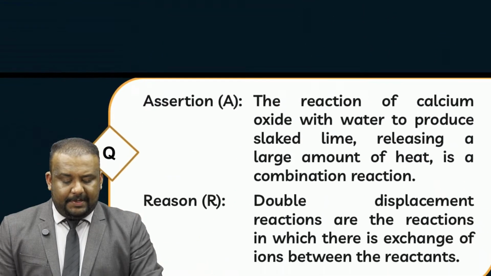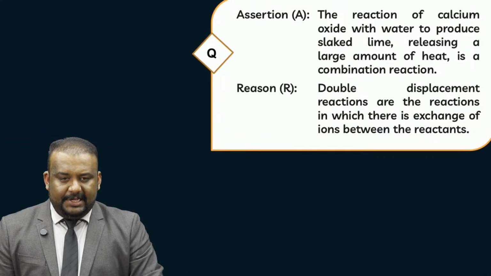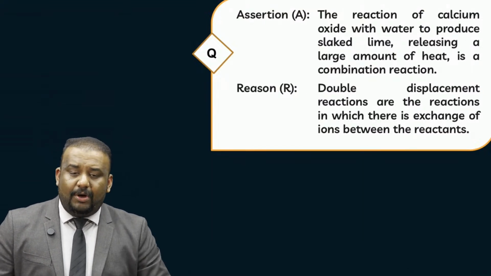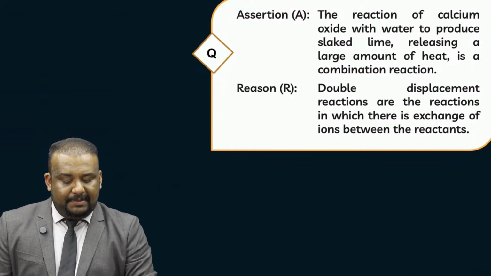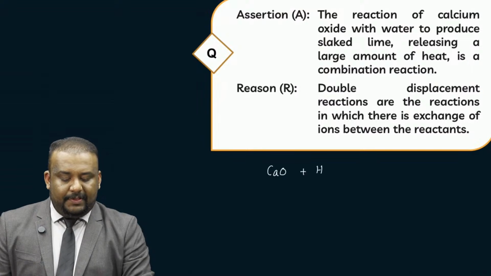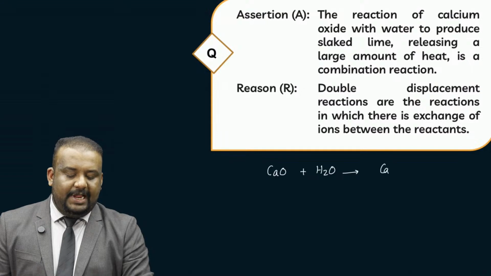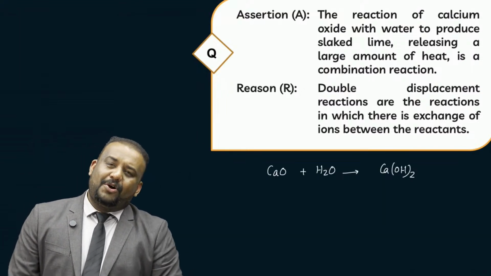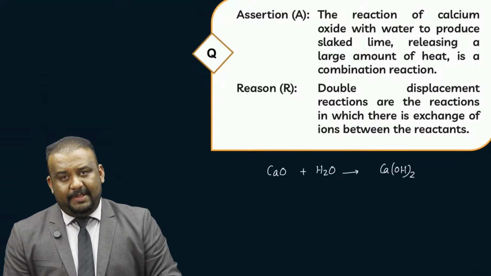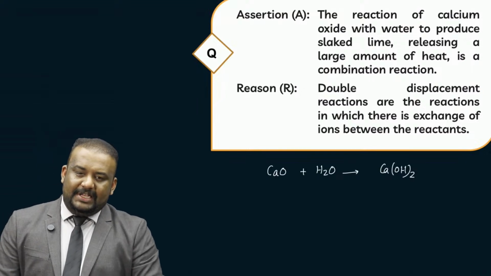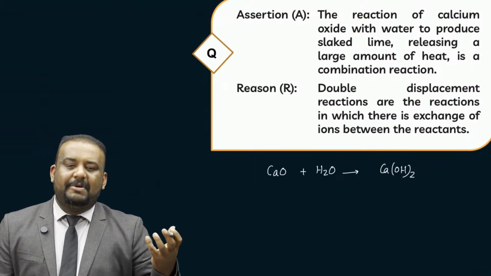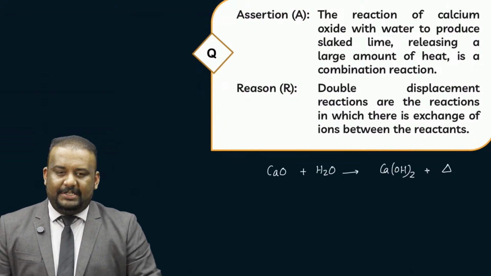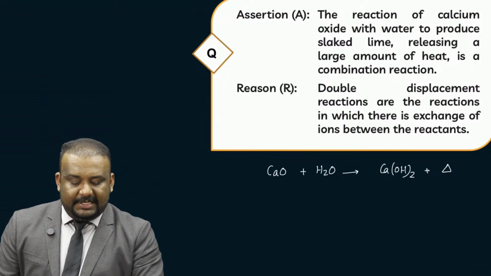Okay, let's move on to the next question. The assertion statement says, the reaction of calcium oxide with water to produce slaked lime, releasing a large amount of heat, is a combination reaction. What is calcium oxide? It is CaO, and it reacts with water to form slaked lime. What is slaked lime? Ca(OH)2. This is one of the first reactions that we learned in the first chapter, right? It is the combination reaction of quicklime with water to form slaked lime. This process is known as slaking of lime, and we see a paste of calcium hydroxide formed at the end of the reaction, and this reaction releases a large amount of heat as well. So it is a combination reaction and it is an exothermic reaction.